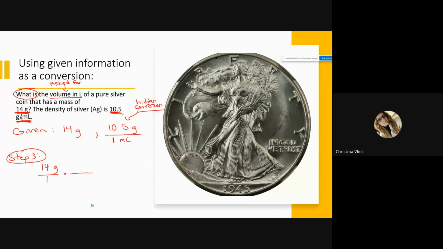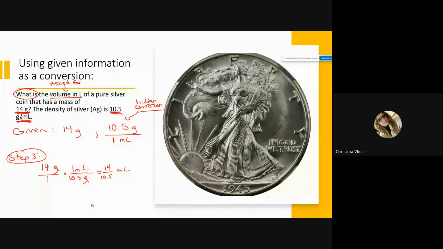What we want to get rid of is grams. So instead of how the conversion factor was presented to you, you just have to flip it the other direction, which is why it's important that I rewrote it like this. So we would write 10.5 grams on the bottom and 1 milliliter on the top. Do 14 times 1, the grams cancel. Do 1 times 10.5, and what does that give you so far? 14 over 10.5, which is, divided, I get 1.3333333333.